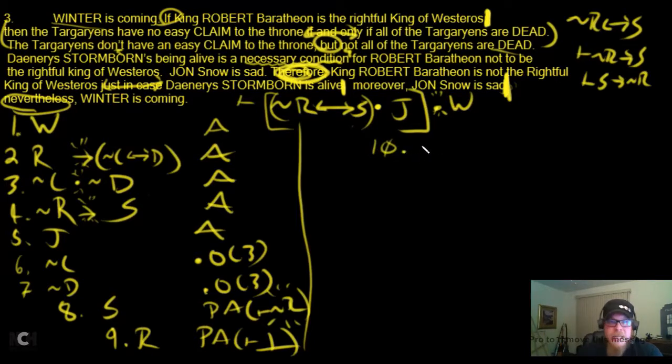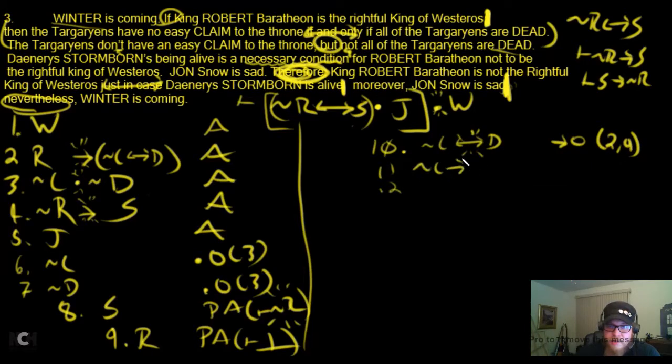In line 10, that gets us now this double arrow released from the parentheses. Squiggle C, double arrow D. How so? Arrow out, 2 and 9. What should we do with this double arrow? Break it down. That gets us two things. Squiggle C, arrow D, and D, arrow, squiggle C. Double arrow out, on line 10 for both.